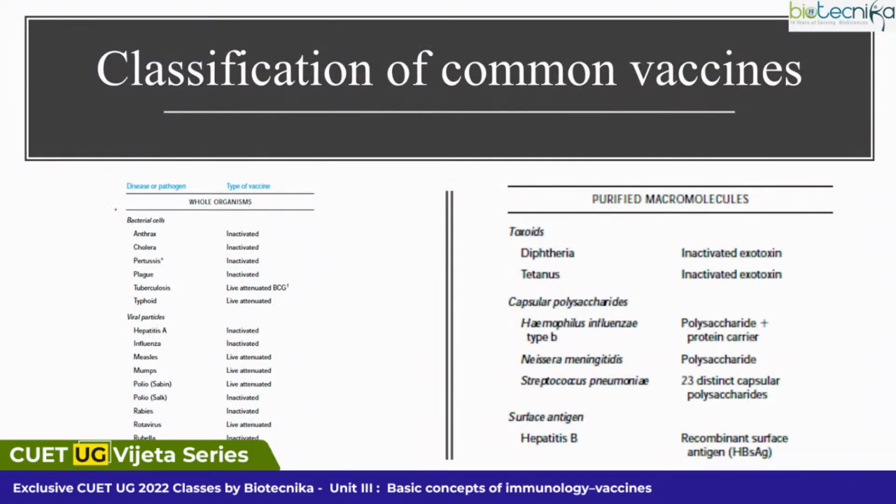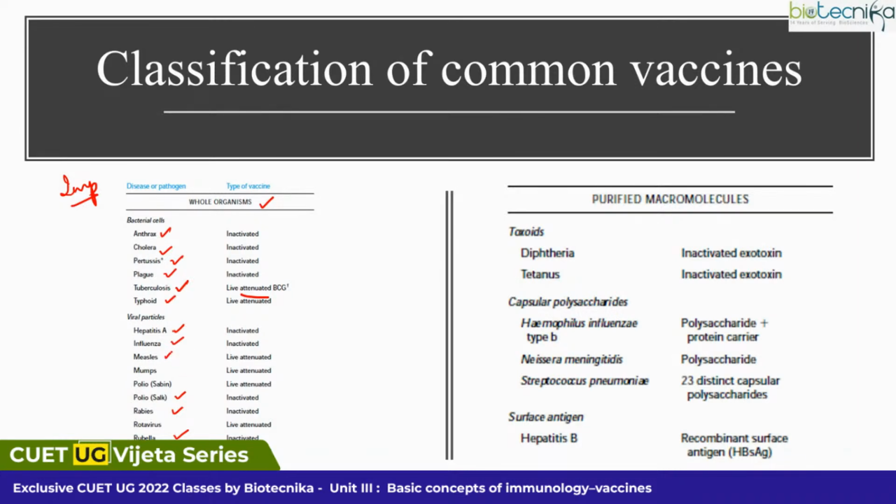That is why I am sharing a table with you all. This is important from your exam point of view. It has a classification of the various common vaccines, like inactivated vaccines such as anthrax, cholera, pertussis, plague. Then if you talk about viral particles, like hepatitis A, influenza, polio (Salk), rabies, rubella. All these are inactivated type of vaccines. Then live attenuated, where for tuberculosis is used, for typhoid. So these are for bacterial cells.